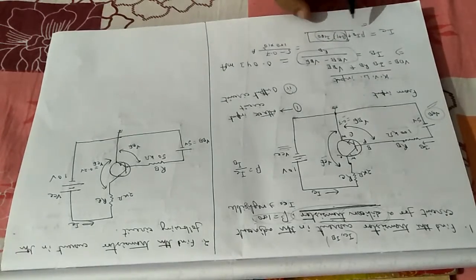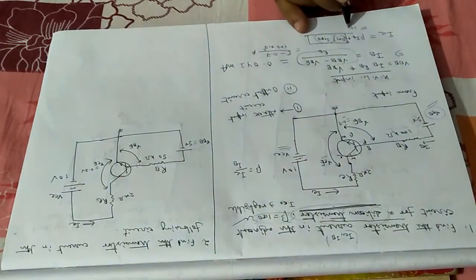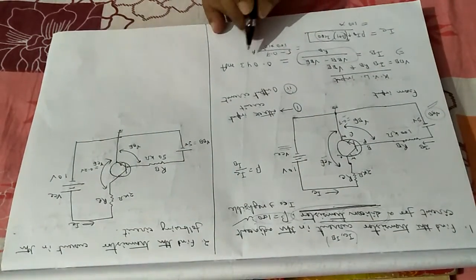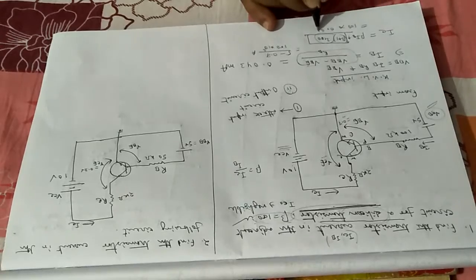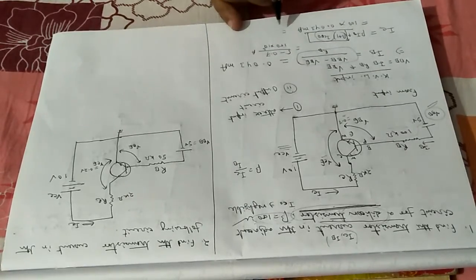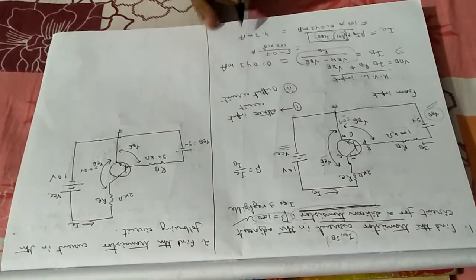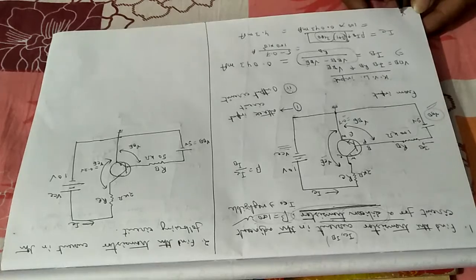Only I will write IC equals to beta IB. The value of beta, is it given? Yes, the beta is given. Beta is 100. So put beta equals to 100 into IB. The value of IB you know, that is 0.043 milliampere. So it will be 4.3 milliampere. Now you can calculate VCE.